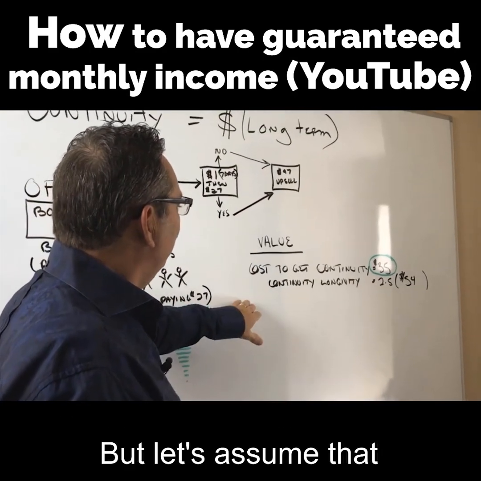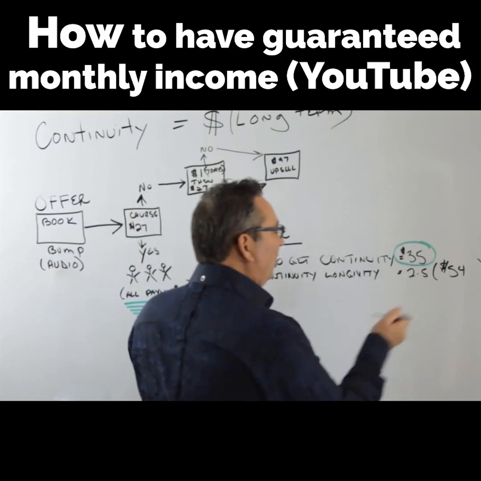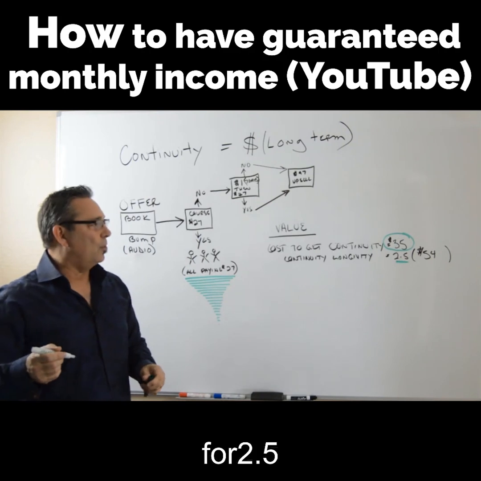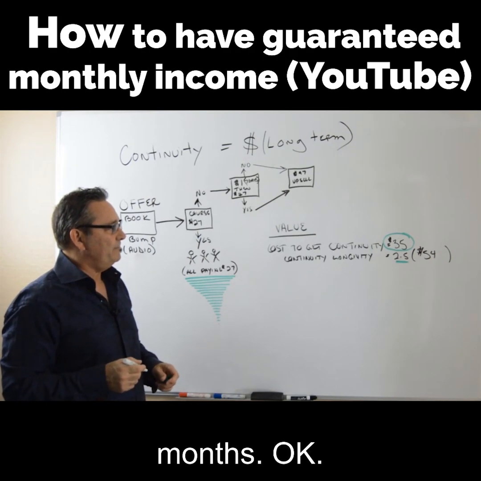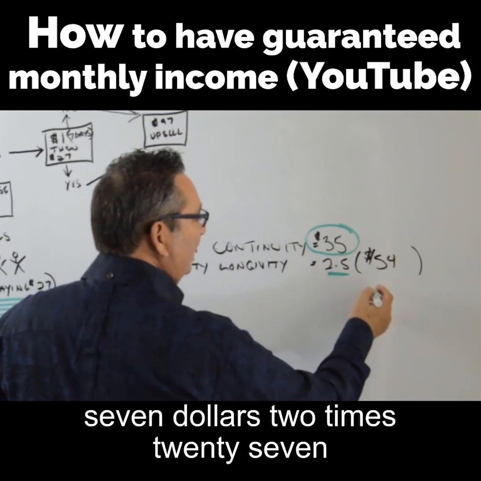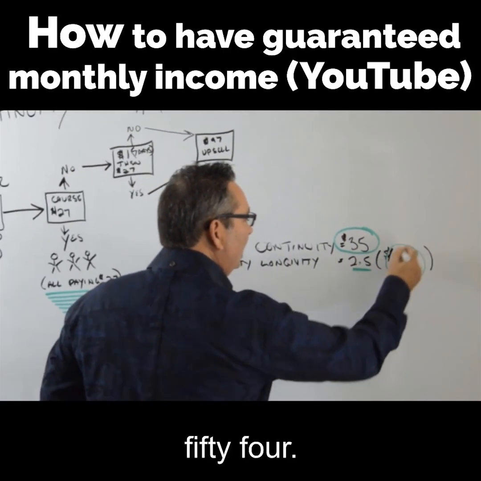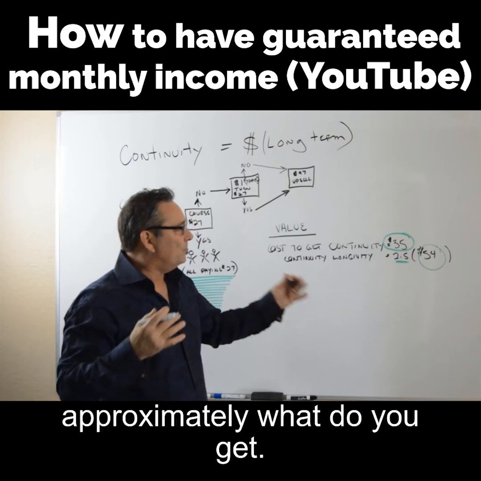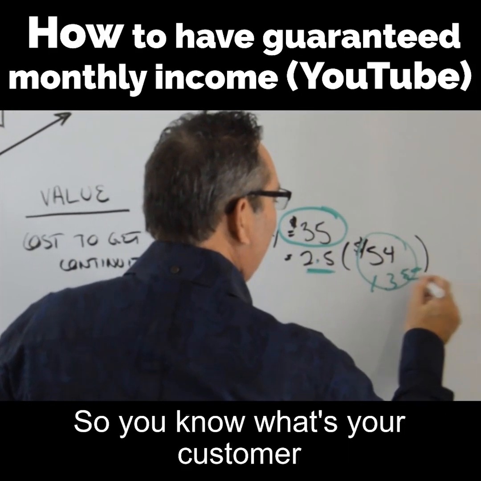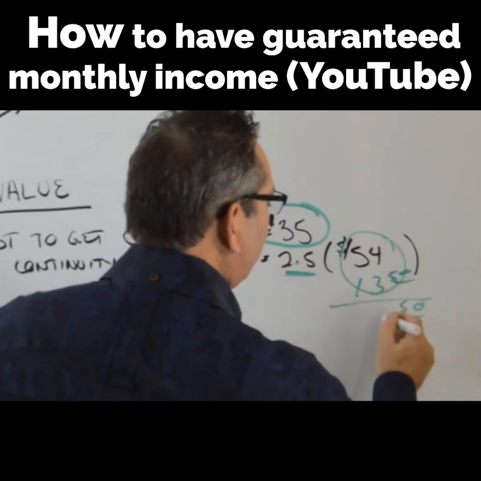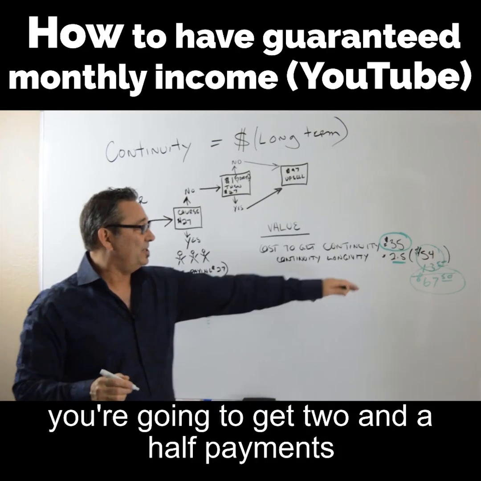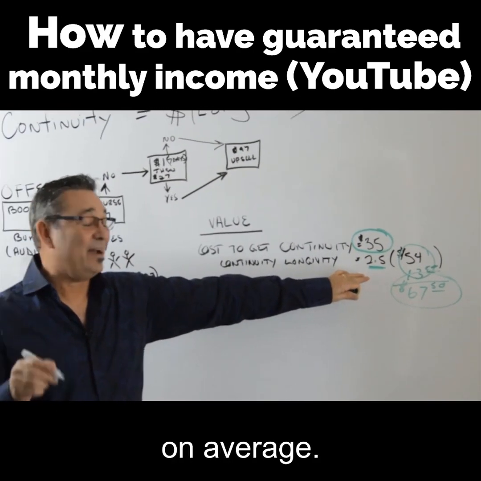But let's assume that your longevity is 2.5. And what I mean by that is that they stay in there for 2.5 months, okay? Now, a particular month here would be $27. 2 times 27 is 54. So it's going to be more than 54, approximately. What do you got, 1350 there? So, what's your customer value? Your customer value is $67.50, because you're going to get 2.5 payments on average, okay?